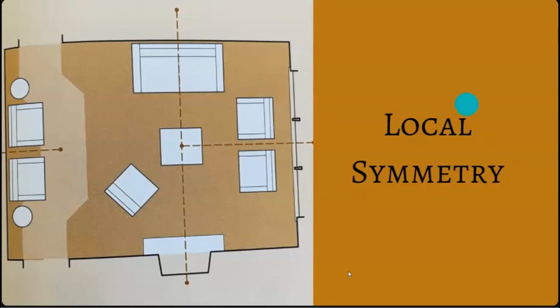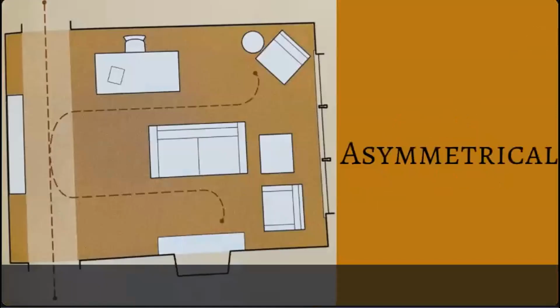Okay. So now asymmetrical. In asymmetrical, that is ungrouping of furniture. In a casual atmosphere, it's not necessary that all the furniture is the same. It is a two-seater sofa.